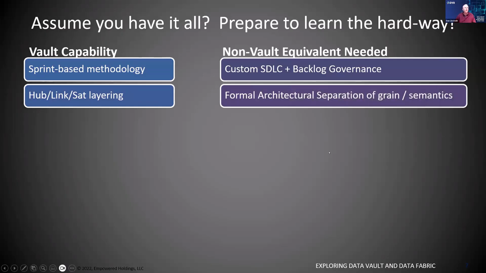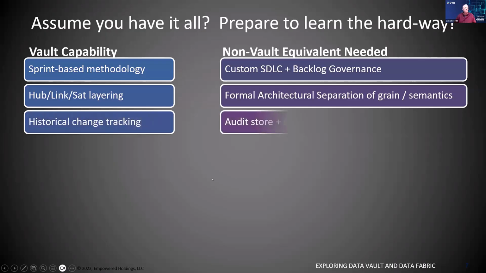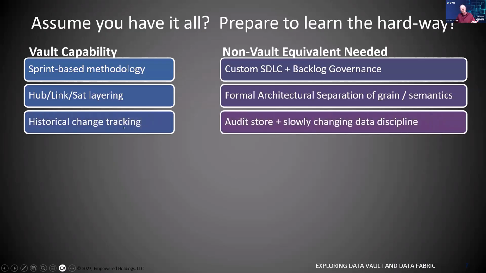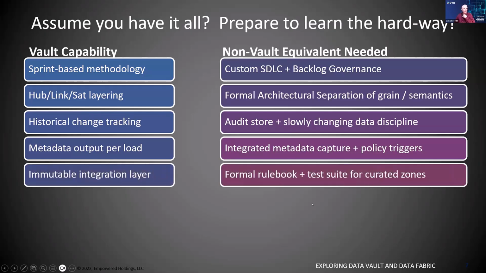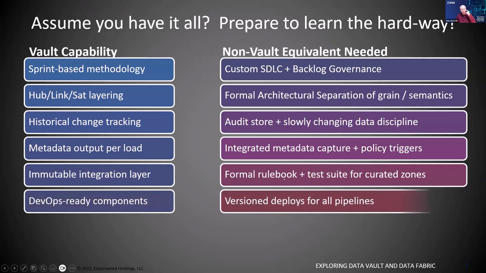So if you're not doing Data Vault, then you don't have the capabilities that Data Vault provides. You have to build them yourself. So the Vault capability here, hub link satellite layering, you have to build formal architecture, separation of grain and semantics. If you don't have historical change capture because you're using Data Vault for that, and you're not using Data Vault, then you have to build audit stores and slowly changing data disciplines. With Data Vault, you've got metadata output per load, and without it, you have to build your own metadata capture and policy triggers. And with Data Vault, you've got immutable data integration layers, and without it, you need to build your own formal rulebook test suite for curated zones.